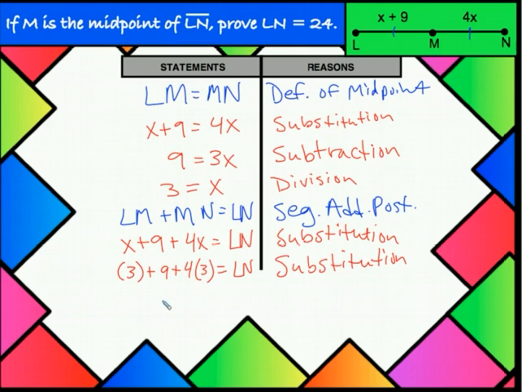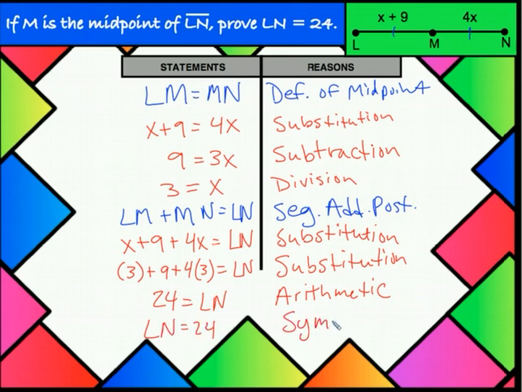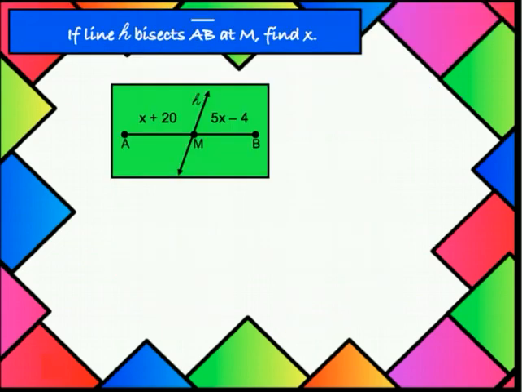Then you actually solve that and hopefully you get 24. And because we just did math on one side, that's arithmetic. And then you got to flip it around, and that's symmetric property. And like I said, that's a more difficult proof because it's got two big geometry statements in it. So then we have the bisector, which is essentially the same thing.